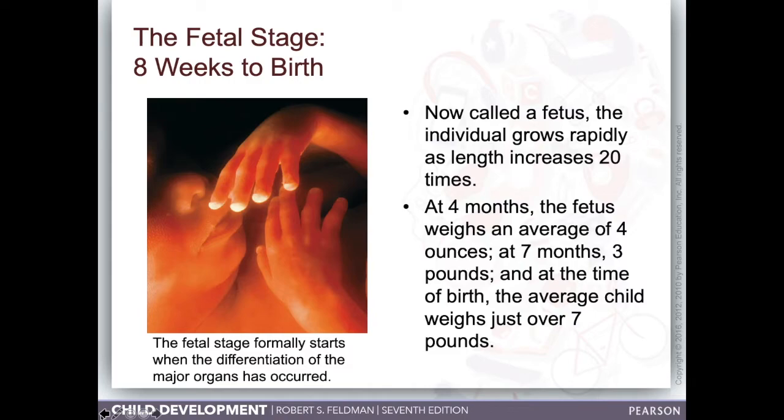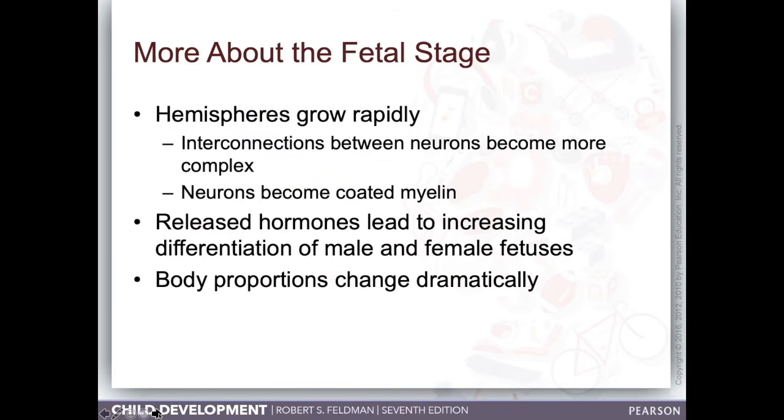So now the fetus is growing very rapidly, increasing 20 times from before 8 weeks. At 4 months, it's weighing an average of around 4 ounces. At 7 months, around 3 pounds. And at the time of birth, the average child weighs just over 7 pounds. That's typically if you make it to full term, which is anywhere between 37 and 40 weeks. A little bit more about the fetal stage: hemispheres grow rapidly, interconnections between neurons become more complex, and neurons become coated in myelin. Released hormones lead to increasing differentiation of male and female fetuses, and body proportions are changing dramatically.